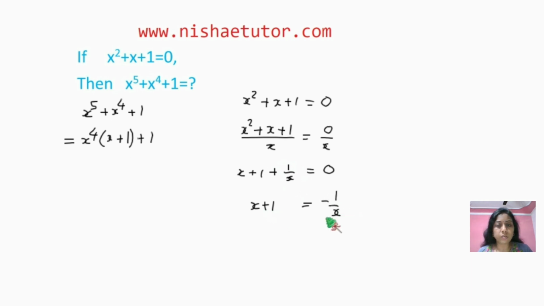This x plus 1 value we can substitute here, x to the power 4. Here we can write minus 1 upon x plus 1. And this is x to the power 4 divided by x, and this minus, so minus x to the power 3 plus 1. Or we can write 1 minus x to the power 3.